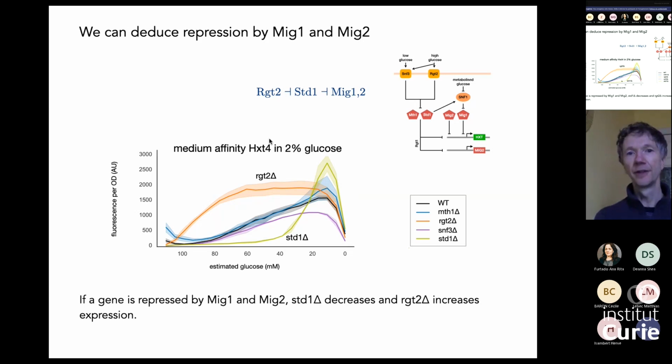Now, if that was true, then if we delete RGT2, we should increase the levels of active STD1 and make this repression even stronger and see higher expression, which is also what we see. Okay, so if I delete RGT2, then I have lots of STD1, and I repress entirely the action of these MIGs, and I should get much higher expression than wild type, which is also what we see. So if we have this bracketing behavior for these two deletions, then we know that this promoter must be repressed by MIG1 and MIG2 predominantly. So that's true for this HXT4. And if we look at some of the other HXTs, we can see that's true there.